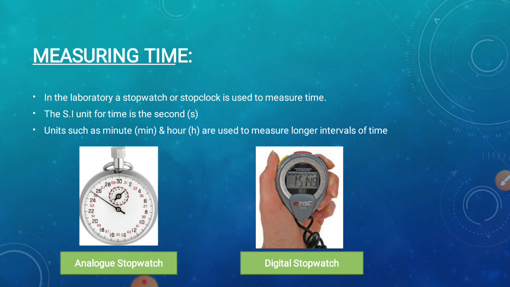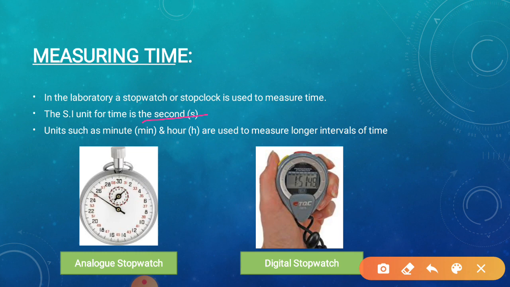So, let's talk about measuring time. In the laboratory, a stopwatch or stop clock is used to measure time. The SI unit for time is the second. Okay? Second. But for a longer interval of time, minutes and hours can be used. But the SI unit for time is second.